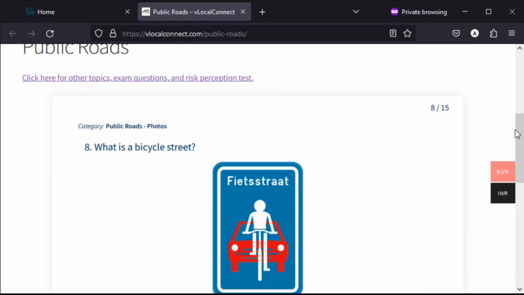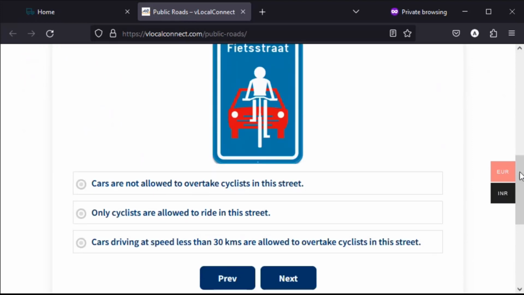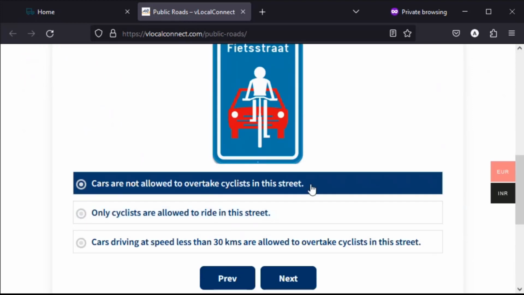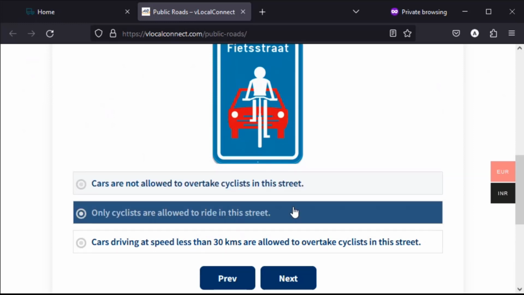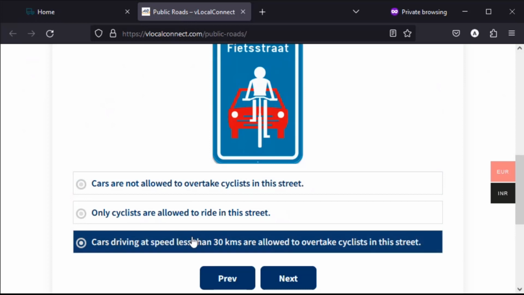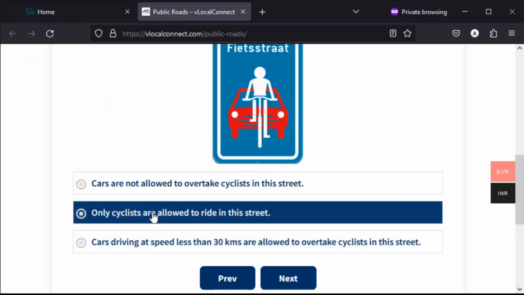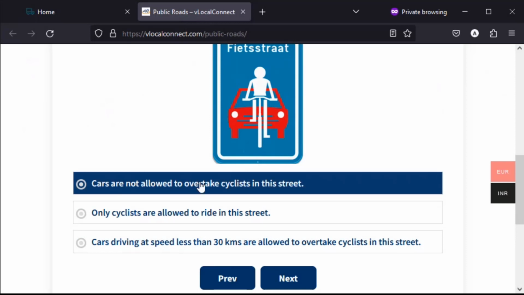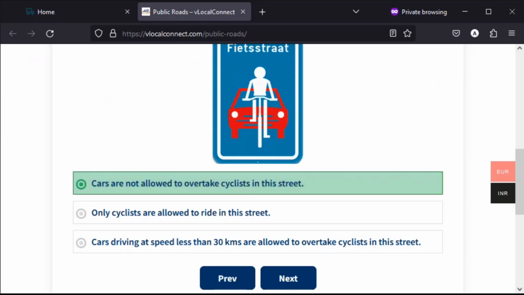What is a bicycle street? Cars are not allowed to overtake cycles in the street. Only cyclists are allowed to ride in the street. Cars driving at a speed less than 30 kilometers are allowed to overtake. So this is prohibited, right? And this is not the case. The correct answer is cars are not allowed to overtake.